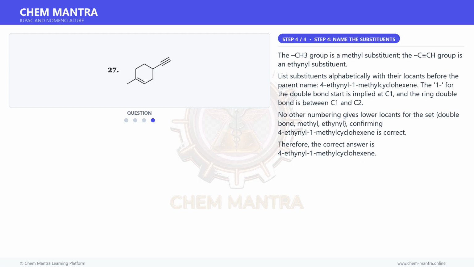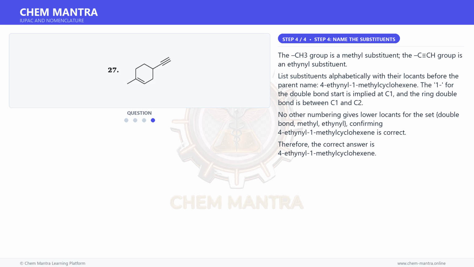The CH3 group is a methyl substituent, the CCH group is an ethinyl substituent. List substituents alphabetically with their locants before the parent name. 4-Ethinyl-1-methylcyclohexene. The 1 for the double bond start is implied at C1 and the ring double bond is between C1 and C2.